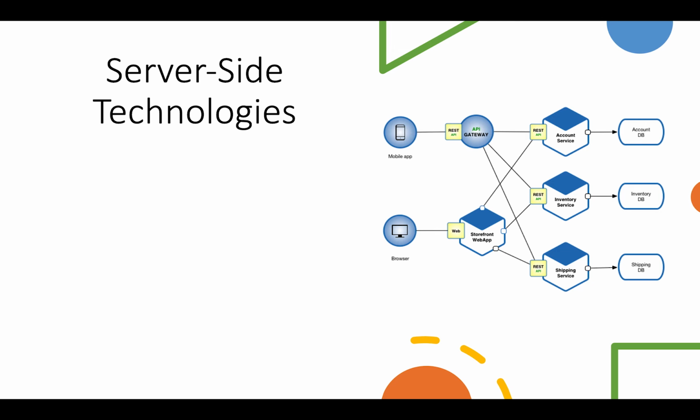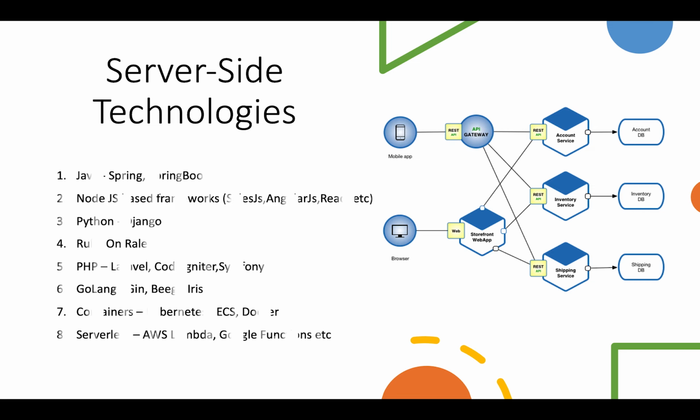So these are the different frameworks which you can think of, but again, it's not the end of it. Java has Spring Boot, Node.js platforms, Sails.js, AngularJS, React.js. Python has Django, and Ruby on Rails. PHP has Laravel. So if you are learning PHP, you can think of any one, or at least learn these languages. Others will follow similarly. Golang has Gin, Beego, and Iris. For containers, you have Kubernetes, ECS, and Docker.